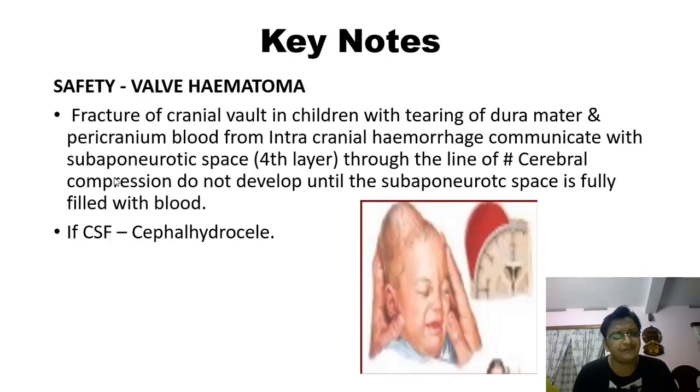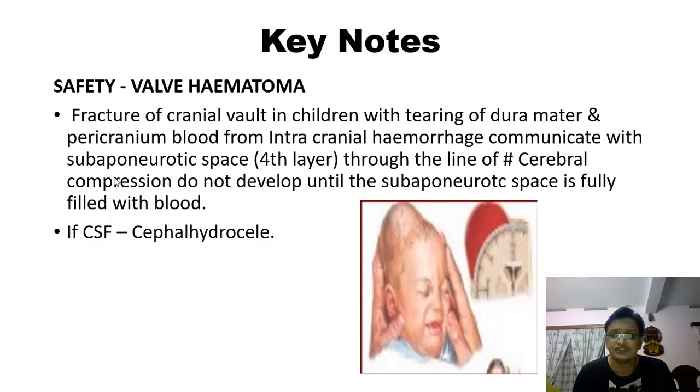Another keynote is subaponeurotic hematoma. This happens in pediatrics, with fracture of the cranial vault in infants and children with tearing of dura mater and pericranium. Blood from the intracranial hemorrhage communicates with the subaponeurotic space, that is the fourth layer, through the line of fracture. Cerebral compression does not develop until the subaponeurotic space is filled with blood. That is a safety feature.